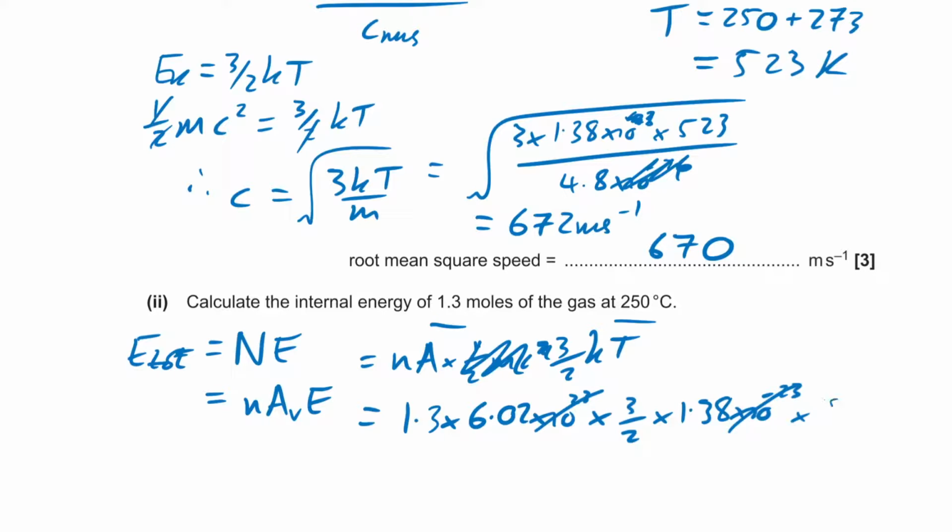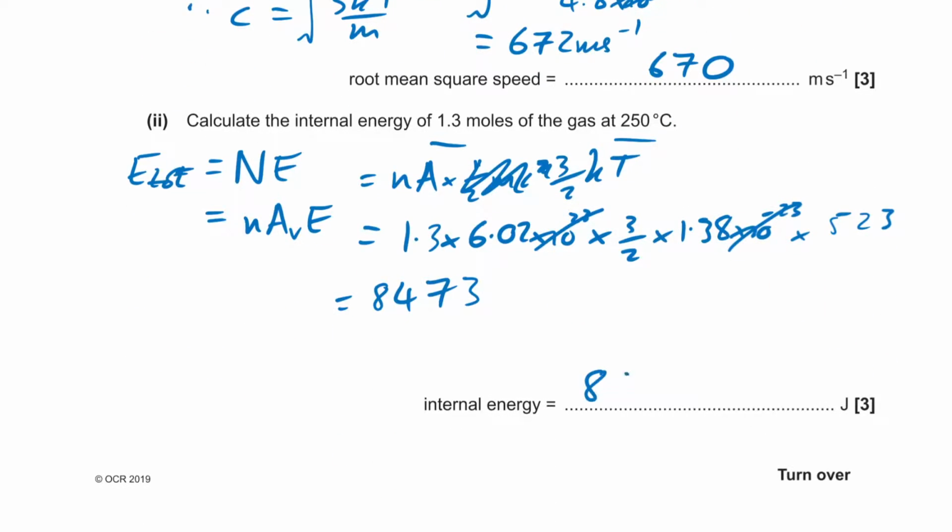We can just cancel out those powers there, that's useful. And we end up with 8,473 joules, but we're going to do that to 2 sig figs, that's 8,500 joules.